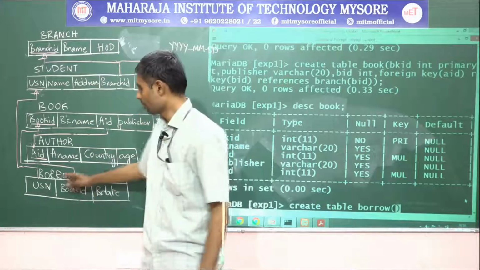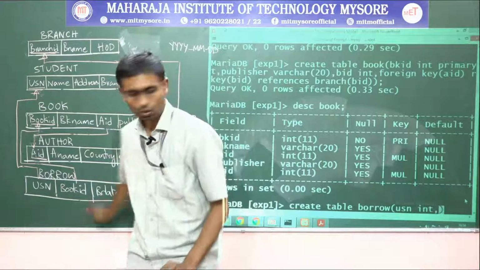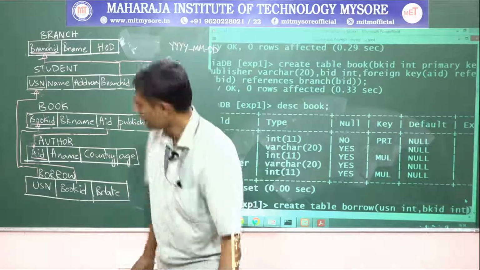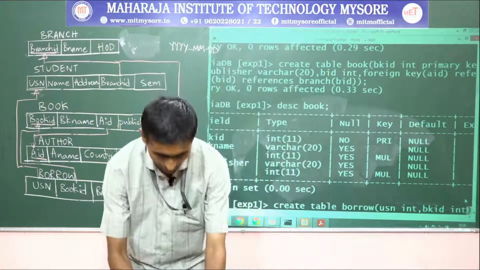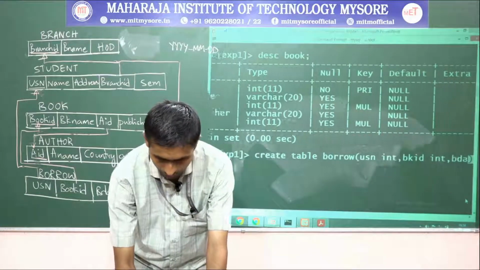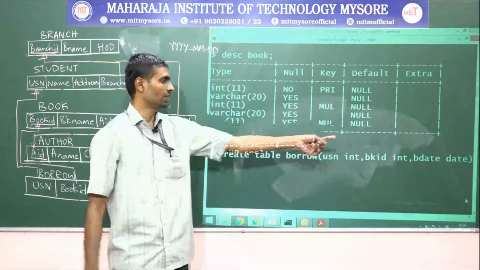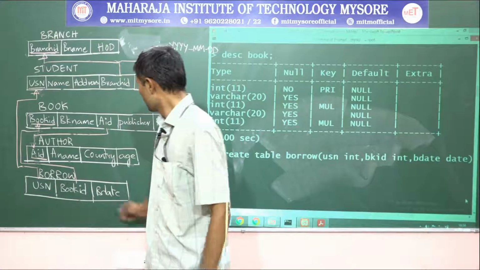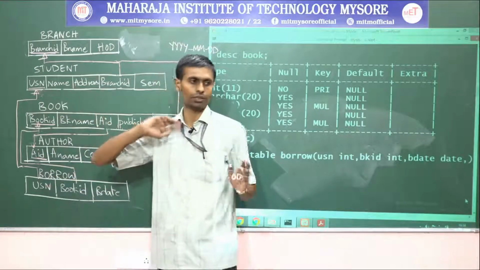So the attributes of the borrow table are USN, int, then book ID, int, then after this borrow date, right? So B date, let me call B date, and the data type, till now we have not come across this thing. Date, never forget this one, date type.